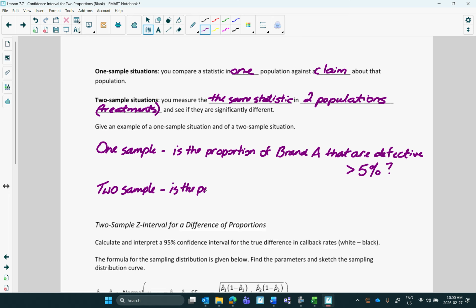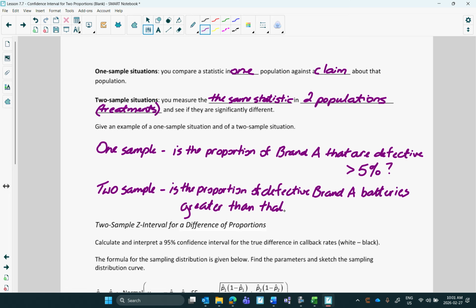Is the proportion of defective Brand A batteries greater than that of Brand B? Now we're looking at finding the difference, because we've got two groups, and we're going to be finding two proportions in the difference between them.